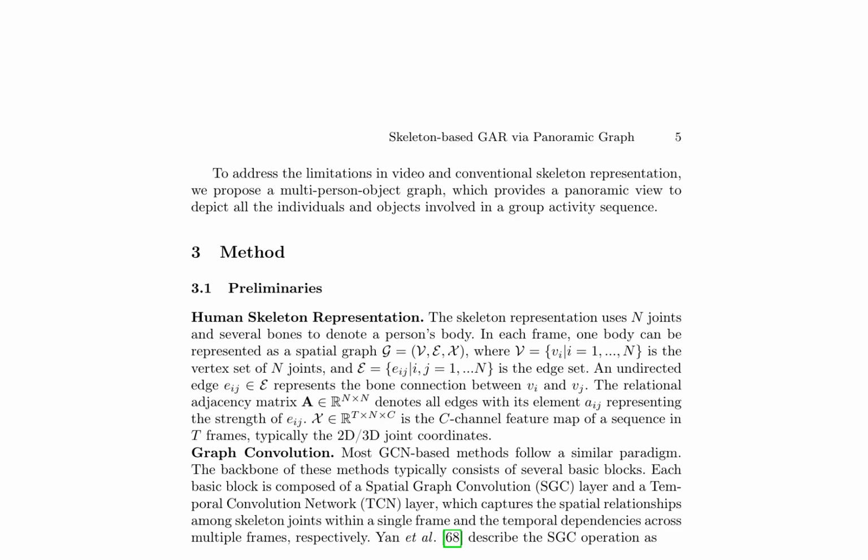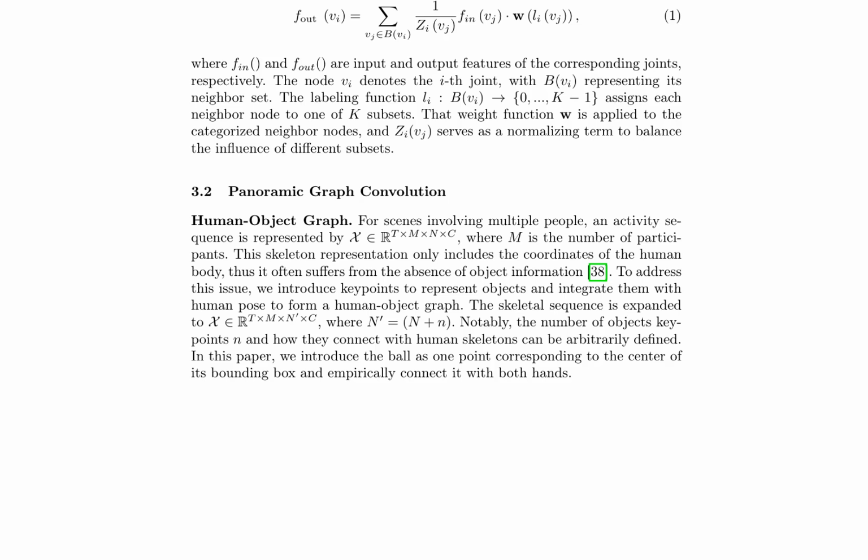Graph convolution is employed to capture spatial relationships among skeleton joints within a single frame and temporal dependencies across multiple frames, using spatial graph convolution (SGC) and temporal convolution network (TCN) layers. The SGC operation applies a weight function to categorized neighbor nodes and uses a normalizing term to balance the influence of different subsets. The authors present a multi-person graph, viewing all individuals in a scene as a unified group, and introduce the panoramic multi-person object graph, which integrates human object and multi-person graphs.